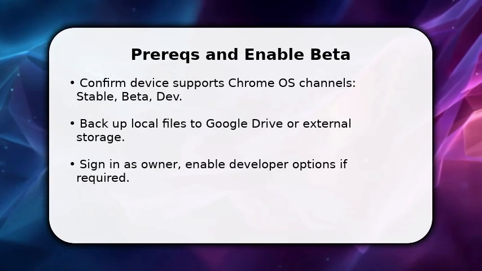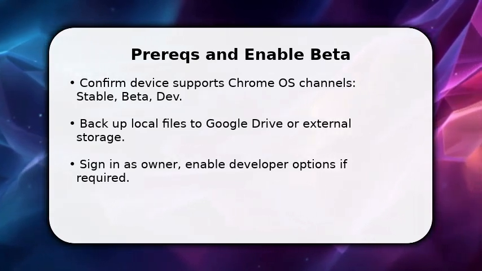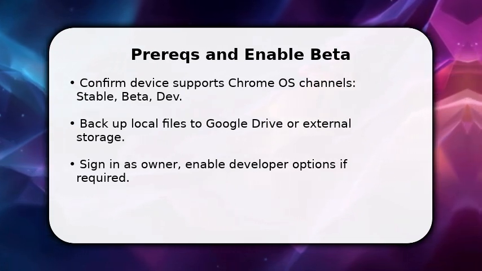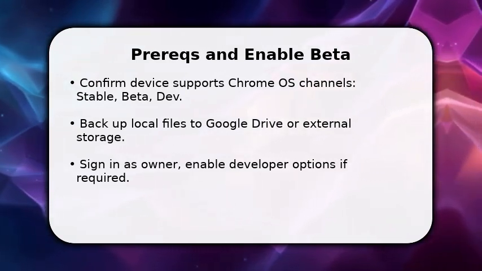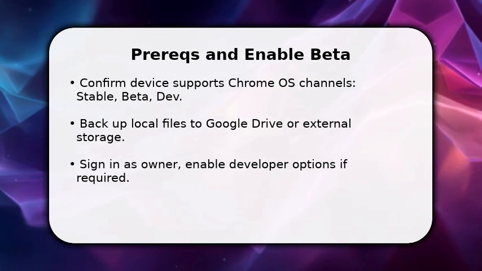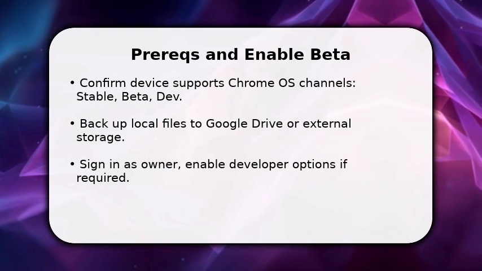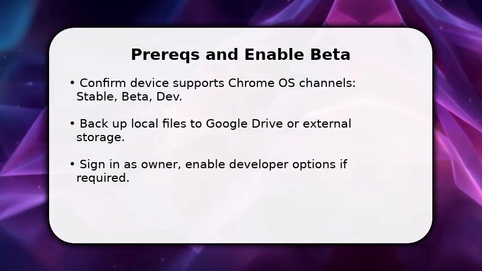Enjoy the video. You start by confirming your Chromebook supports channel switching and that you are the device owner. Once done, back up any local files to Google Drive or an external disk. Beta can trigger resets. Next, open Settings and locate About Chrome OS, click Detailed Build Information and select Change Channel.